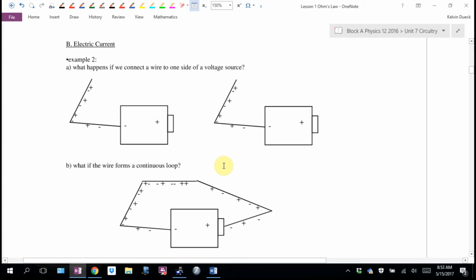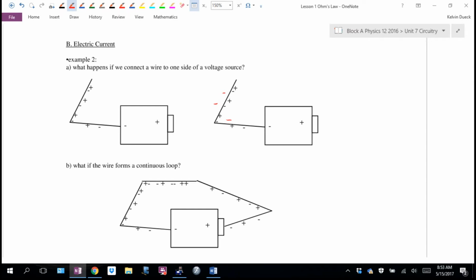Now let's talk a little bit about current, flowing charges. What happens if I connect a wire to one side of a voltage source? Well, there are a whole bunch of negatives right here. I guess they'll repel each other, so they'll go whooshing along here. You'll get a couple of extra negatives, but not too many, because there's nowhere for them to travel.